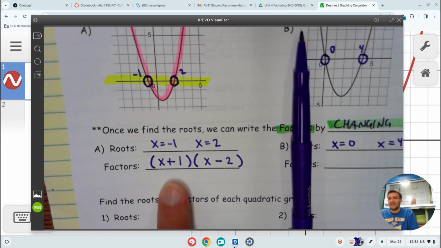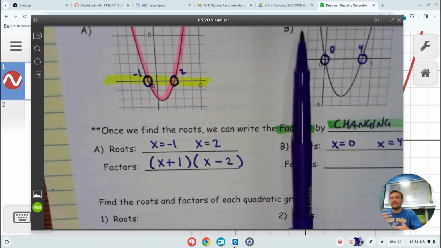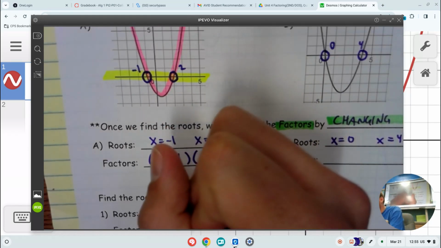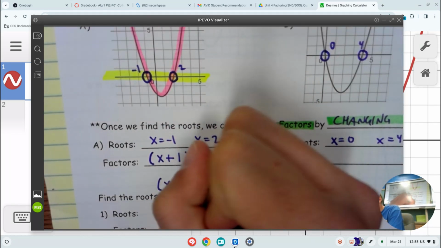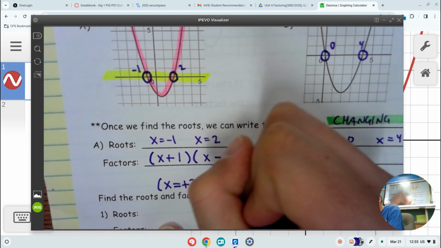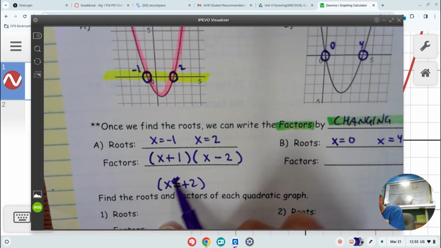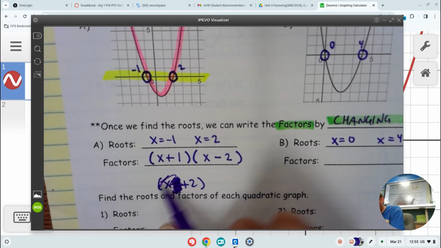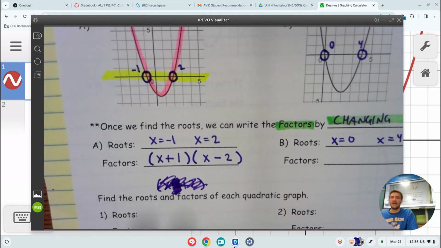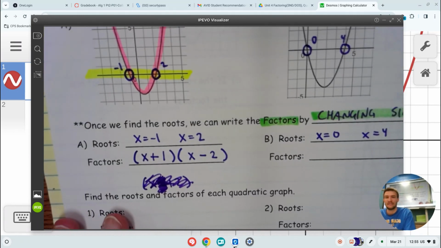So make sure, sometimes students kind of copy me and they follow along, and all of a sudden I look at their paper and they've got something written like this, where it's like x equals positive 2. Right? This is obviously wrong. No equal signs allowed. No equal signs. Okay, make sure that you're not writing an equal sign inside your parentheses.